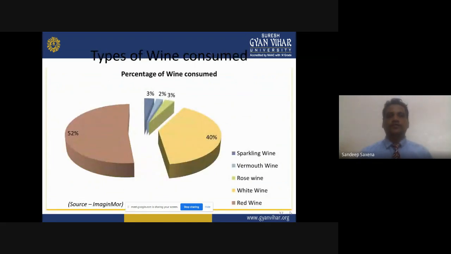Types of wine consumed, percentage of wine consumed: sparkling wine in India should be 3%. Vermouth is 2%, rosé wine 40%, white wine 3%, and red wine 52%. The major percentage of wine consumed in India, 52%, is red wine.